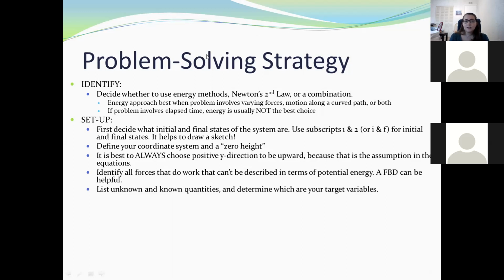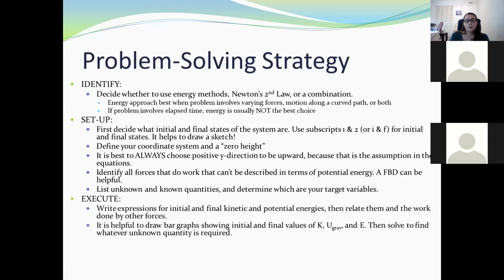Identify all the forces that are doing work that cannot be described in terms of potential energy. Sometimes a free body diagram can be really helpful here in figuring out what forces are acting on your object, and what things are considered other or external forces. And then it's helpful to list all of the things that you know from the scenario and what things you're looking for. Figure out your target variables.